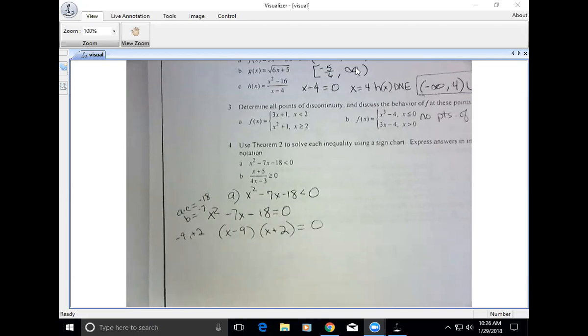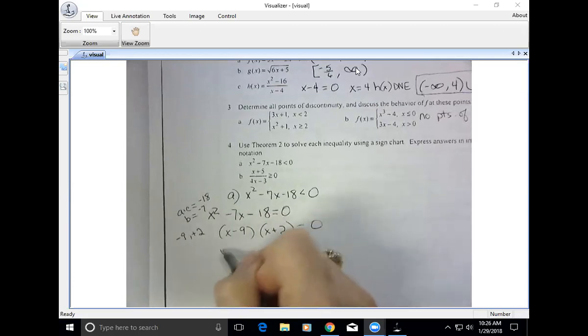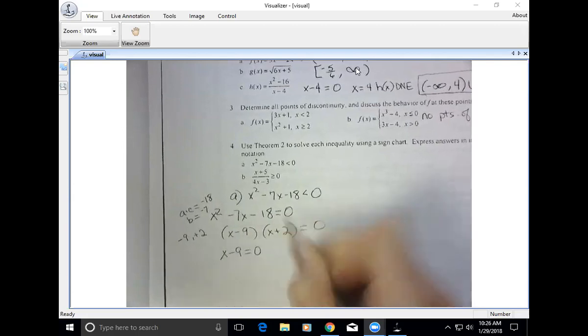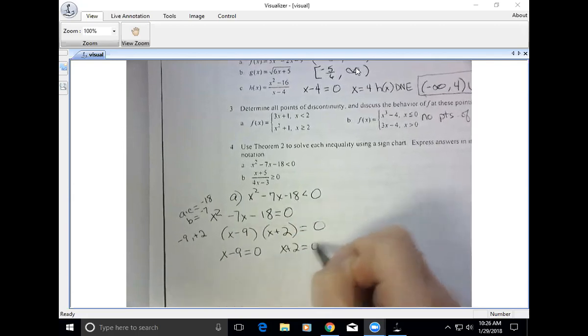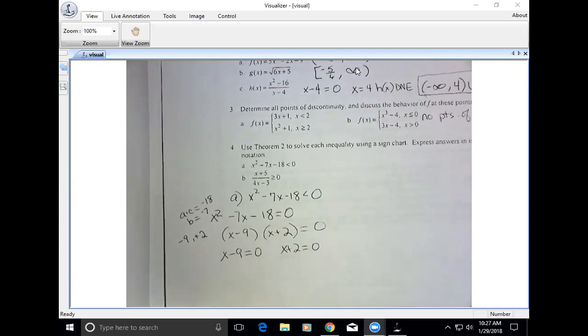Now, let's set each of the parentheses equal to 0. So if x minus 9 equals 0, x plus 2 equals 0, tell me what these partition values are, these important values where I might have something that changes, because it's only going to change signs from positive to negative or negative to positive if it passes through 0. Doesn't that make sense? If I'm going from a negative number to a positive, I'd have to go through 0 to get to the other side. So that's why these are important values.